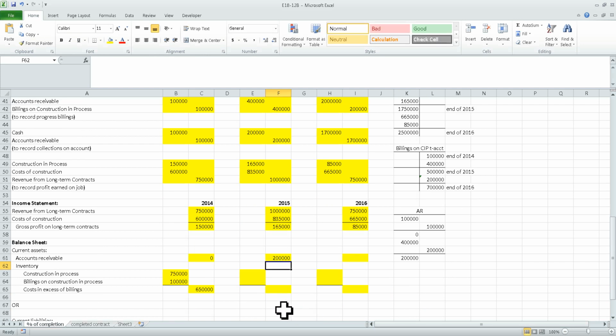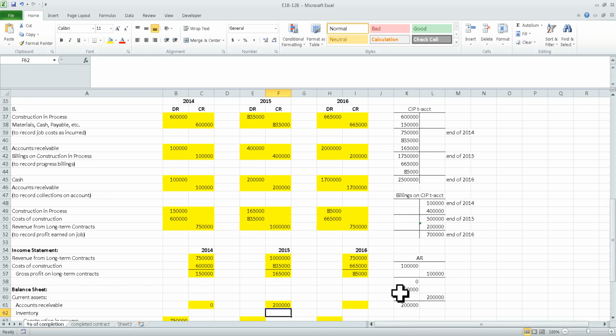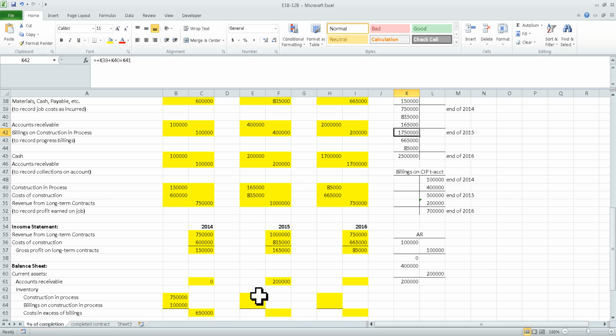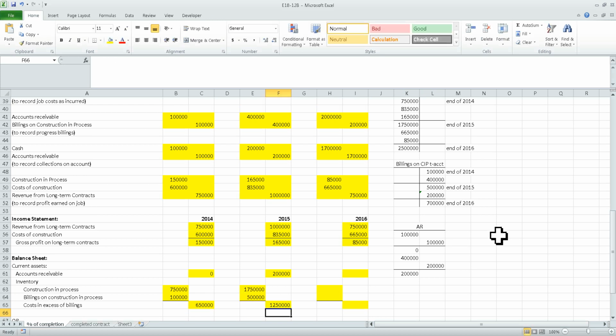And then on the inventory section of the balance sheet, our balance in construction in process at the end of 2015 is $1,750,000. So we're going to drop that in here. The balance in the billings account at the end of 2015 was $500,000, so we're going to drop that in here. So under the inventory section of the balance sheet, we're going to show cost in excess of billings of $1,250,000. Actually, it should say cost and profit in excess of billings.